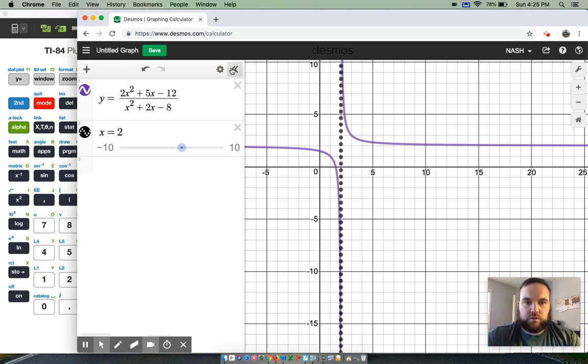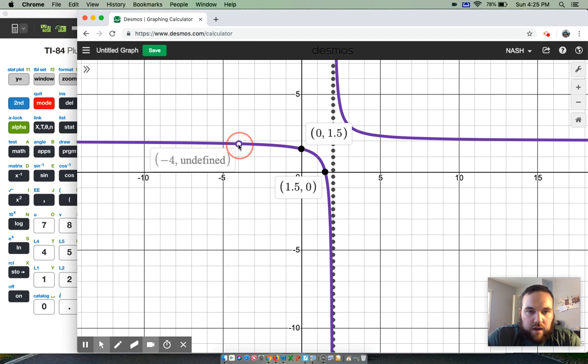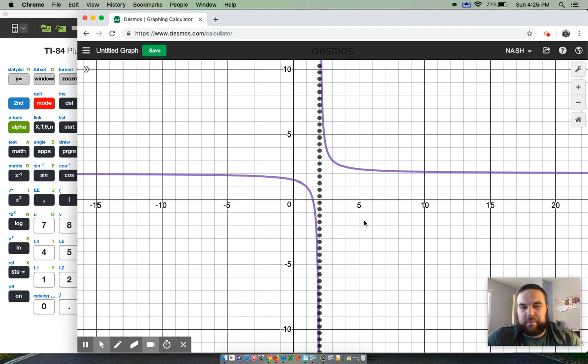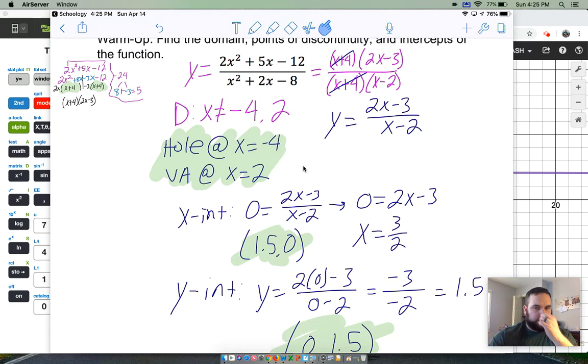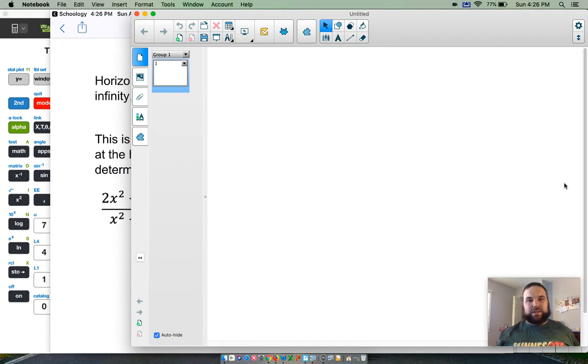And then, if I look, I see there's my x-intercept of 1.5, there's my y-intercept of (0, 1.5), and then we had a hole right here at negative 4. So there's my undefined piece. So all those characteristics come together to make this interesting. It has some similarities to the graphs that we've studied before, but for now, we're just writing it as this list of characteristics.